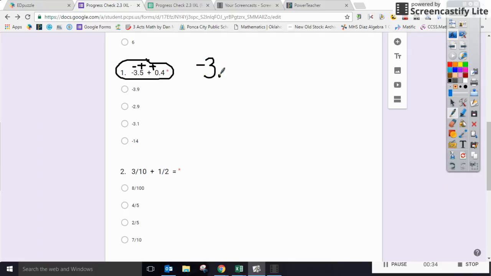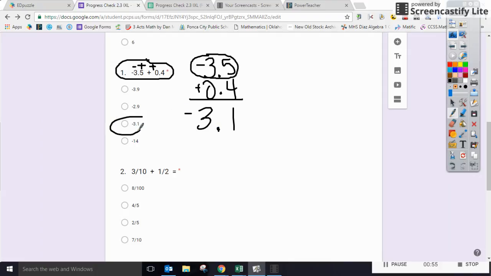So let's follow the steps that we've been taught, which is big number on top, record their signs, compare the signs, see that they're different, so we need to subtract. And you can use a calculator to do this, and then take the sign of the bigger number. That was the correct answer.